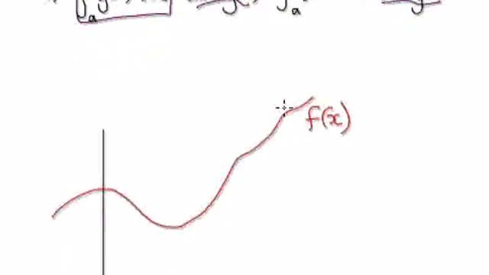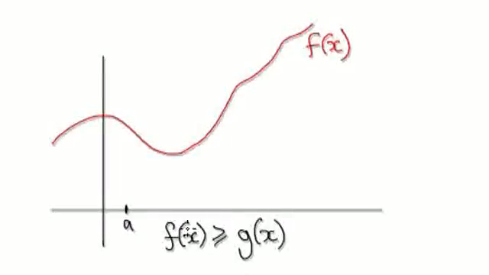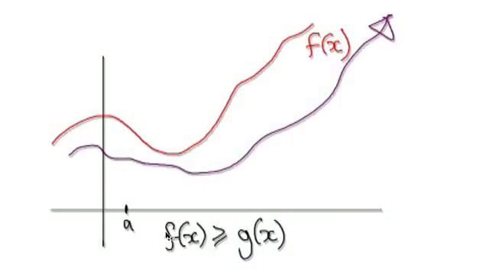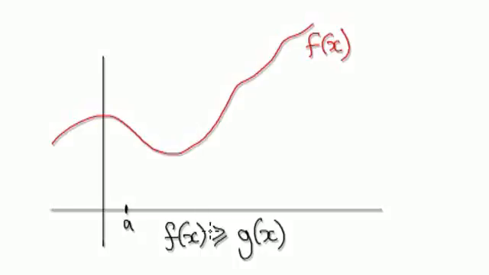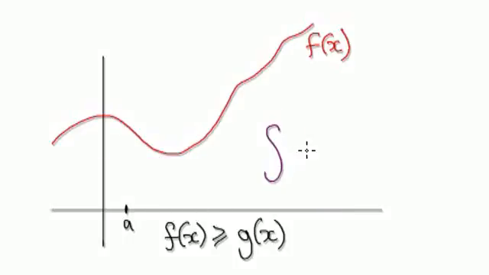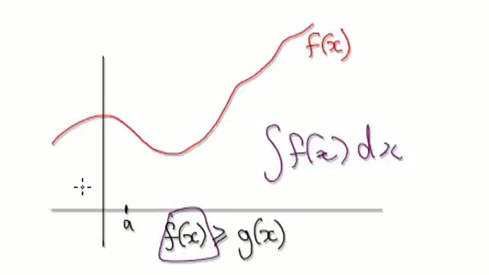Now, if you look at this scenario here, where the integral of f of x diverges, then you can't deduce anything in this case, because g of x, this is g of x, is smaller, it could converge, or g of x could also diverge. So in a case where the upper function diverges, there are two scenarios that could happen. g of x could converge, or g of x could diverge. So you can't deduce anything when the integral of f of x dx diverges.